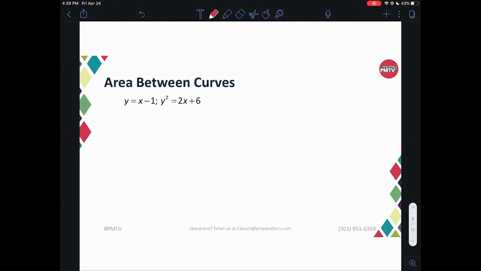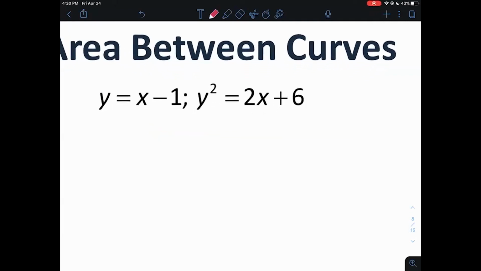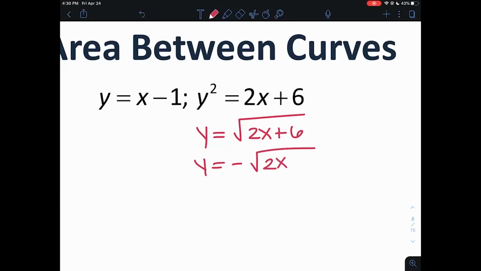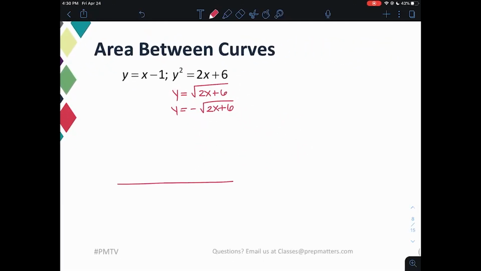So when we look at this, let's see what this one looks like. We have a horizontal parabola, and then we have just a nice, pretty linear function. You can turn to a calculator here if you want to. If you were going to graph this in a calculator, we would first have to split this y squared function into y equals the positive square root of 2x plus 6 and y equals the negative square root of 2x plus 6. Hopefully that gives you enough visualization of what this actually looks like.